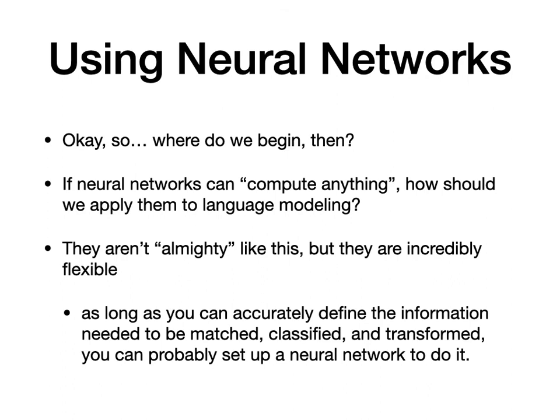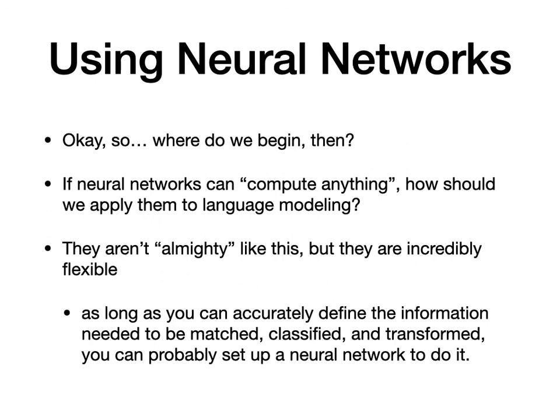What the hell do I do with this information? So, where do you begin? So these neural networks are super flexible. They can compute anything, in quotes. How should I apply them to a language model? What are we doing here? They aren't almighty, first of all, but they are super flexible. So that's actually the idea that's at the heart of a neural network, is that any pattern that you want recognized or transformed in that way, you can do that.